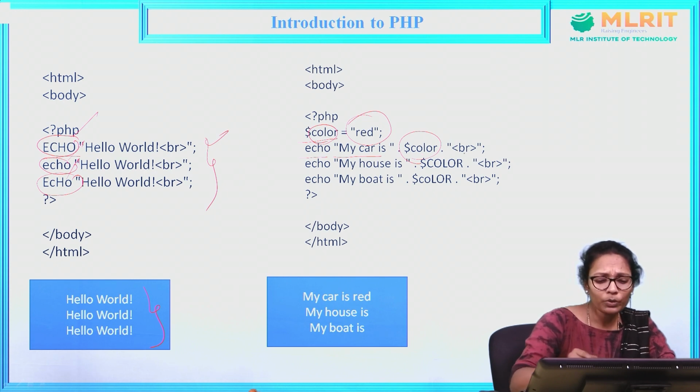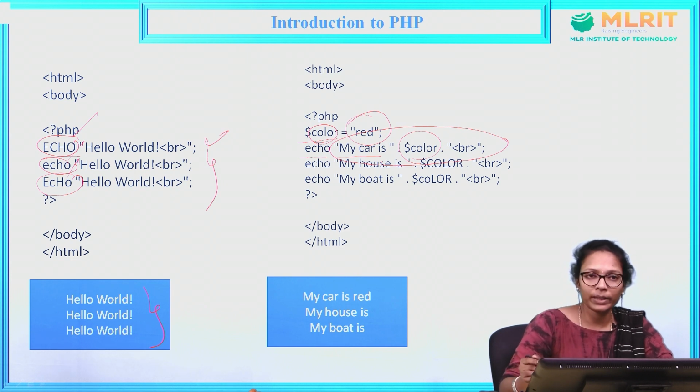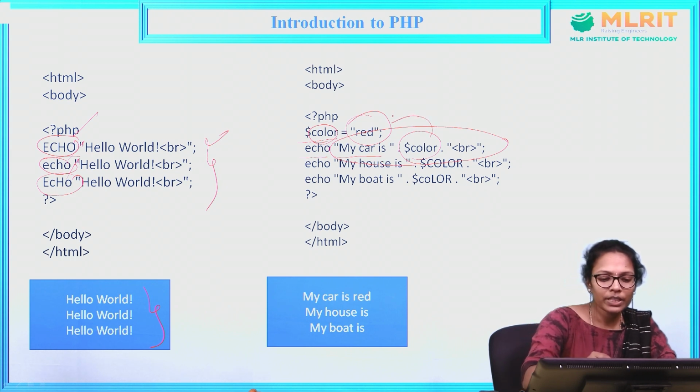Now what about the statement syntax here? I am just appending multiple string values here. How is string addition done in PHP? Using the dot operator. In Java you use plus, so just like that you use the dot operator. So $color will be replaced with the color red.